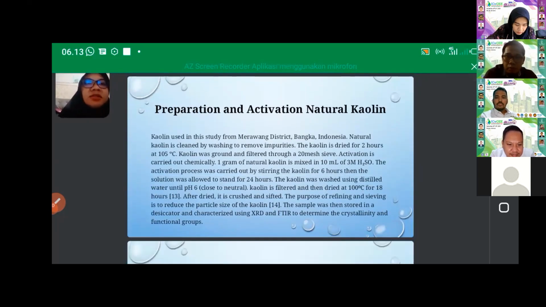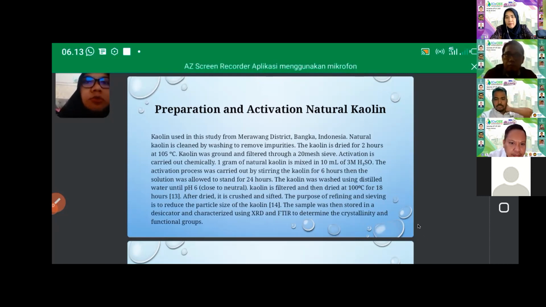Preparation and activation of natural kaolin. We use natural kaolin from Merawang district, Bangka, Indonesia. Natural kaolin is cleaned by washing to remove impurities, and then chemically activated by H2SO4. The activation process was carried out by stirring the kaolin for 6 hours, and then the solution was allowed to stand for 24 hours.